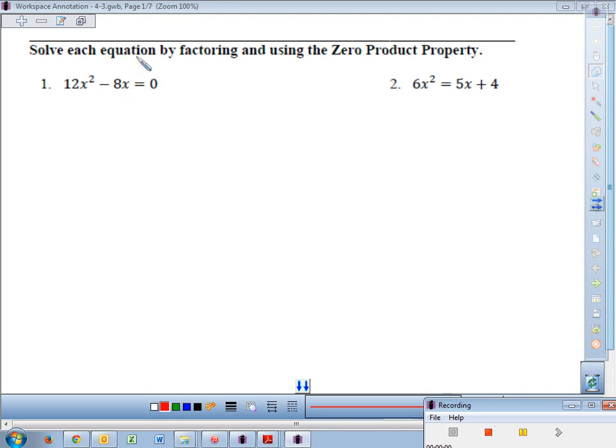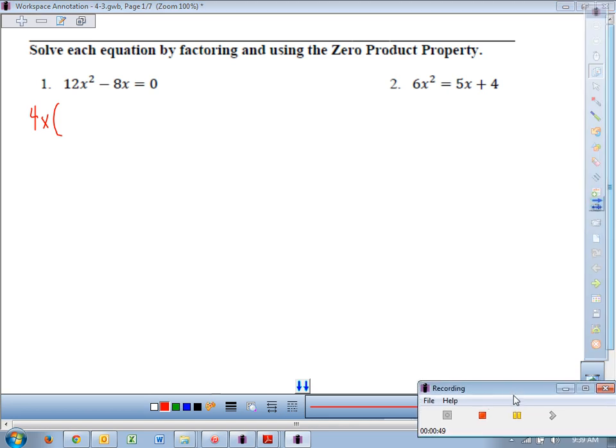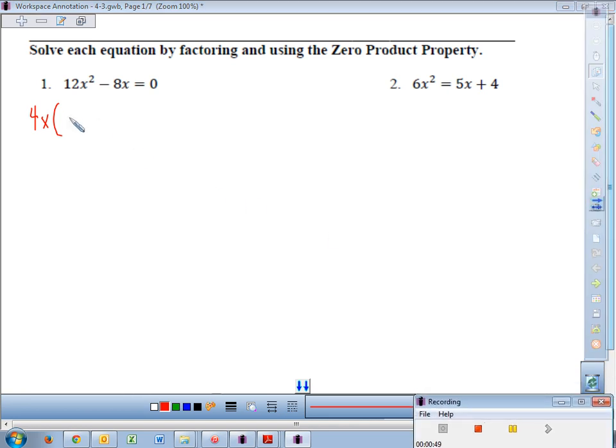Doesn't every one of these terms on the left side at least have an x in it? How about numbers? Can we pull out some numbers also? Doesn't 4 go in each one? So we can pull out a 4 and we can pull out an x. Get that done for me. We good with that?